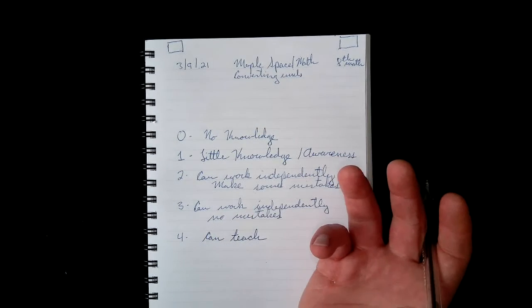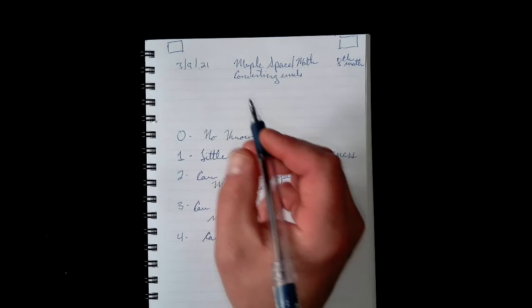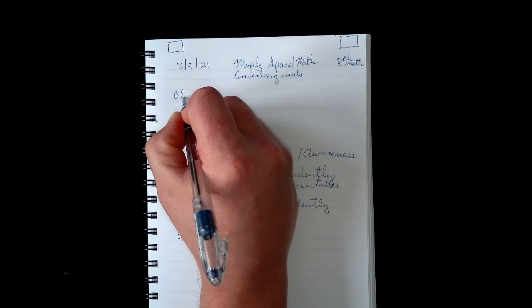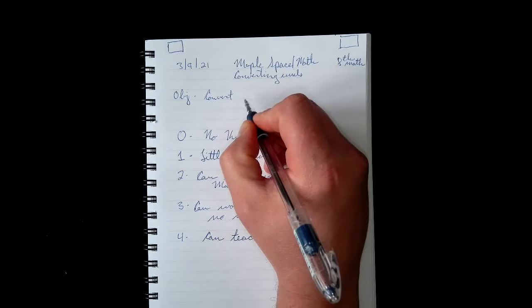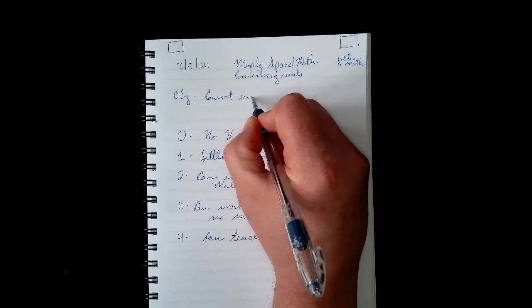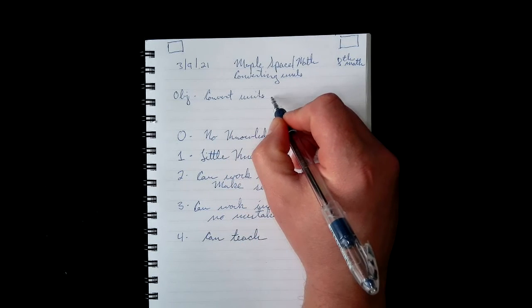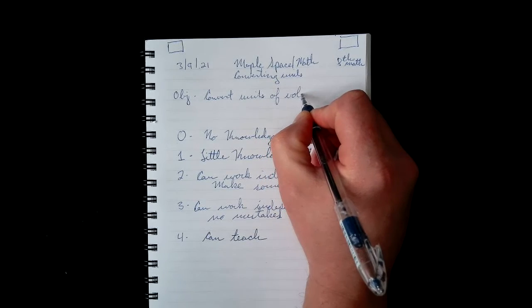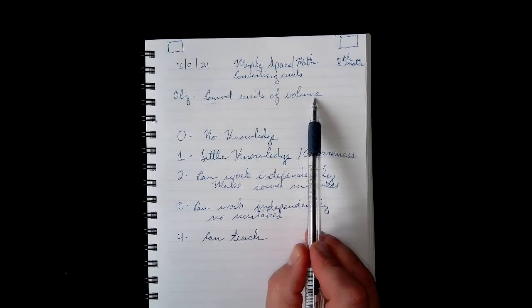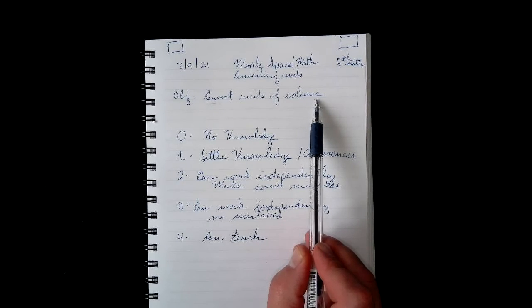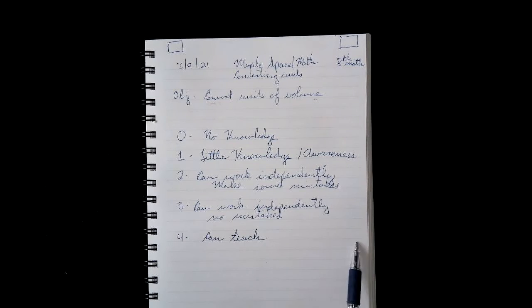So what is an objective as a class? And we can easily say that our objective is to convert units of volume. So here's our objective. And so what I would do is once we develop this objective with our students, we apply the scale that we apply across everything.